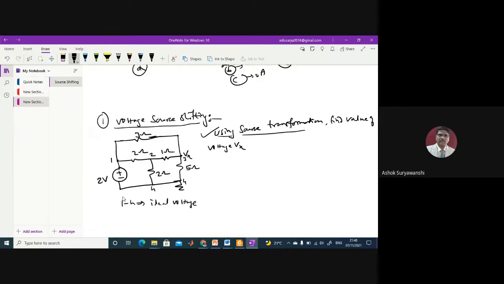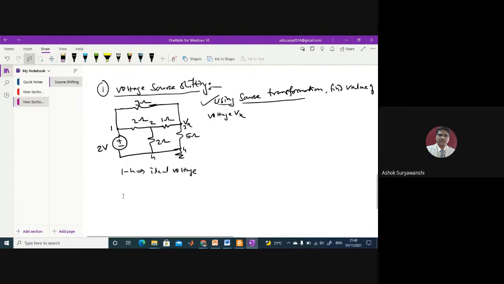You know that when there is an ideal voltage source with no series resistance, you cannot do the voltage source transformation. So what you have to do here is shift the voltage source. Now how can you shift it? Let us start with the solution. In step number 1, you have to shift this ideal voltage source into the parallel branches which are connected to it. You can see these are the two parallel branches, 1 and 2. So you have to shift this voltage source into the 2 ohm branch and the 3 ohm branch.